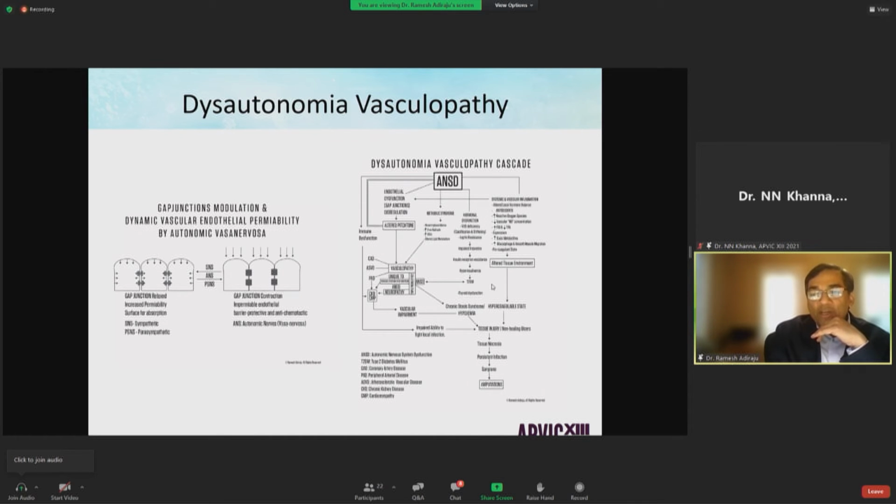This is why, if you try to manage these factors one by one with multiple different approaches, you will be missing the target and lose the battle. So our approach has been to try and address the bottom line, which is autonomic dysfunction, to try and reset these pathways to prevent vascular inflammation causing distal disease and eventually amputations.